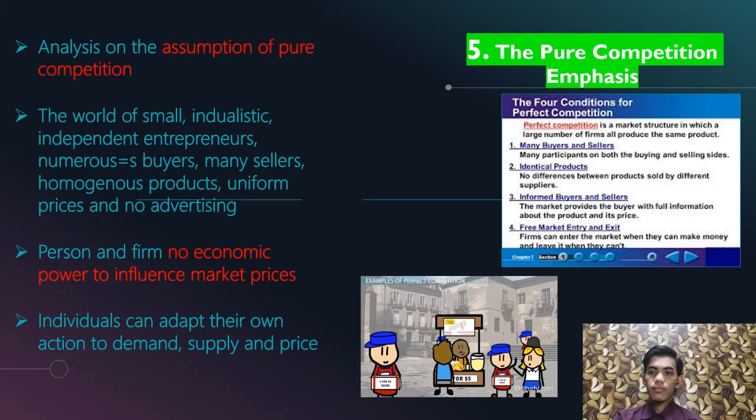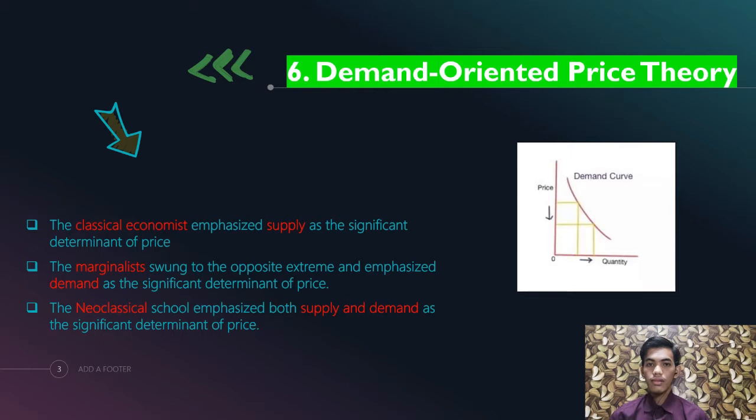Next is demand-oriented price theory. Classical economics emphasizes supply as the significant determinant of price. The marginalists swam to the opposite extreme and emphasized demand as the significant determinant of price. The neoclassical school emphasized both supply and demand as the significant determinants of price.